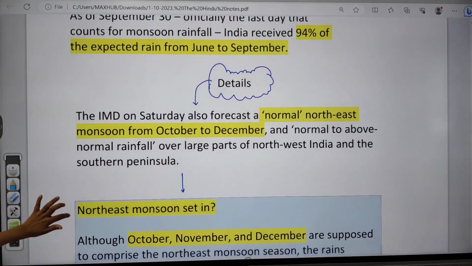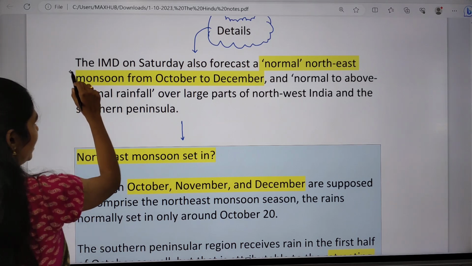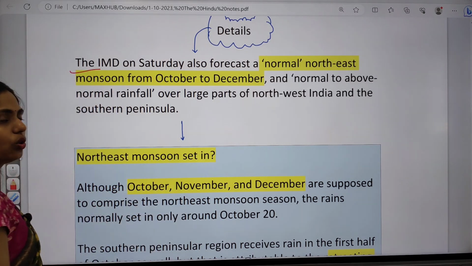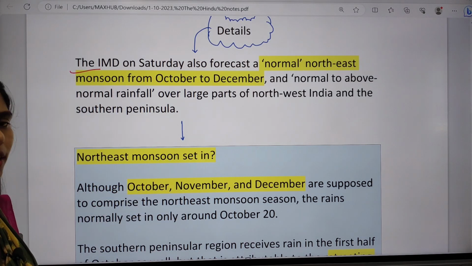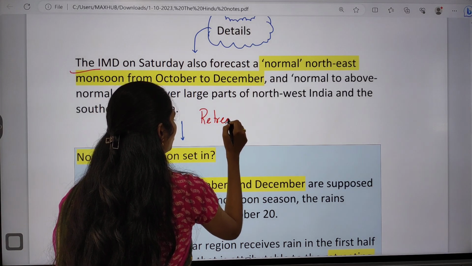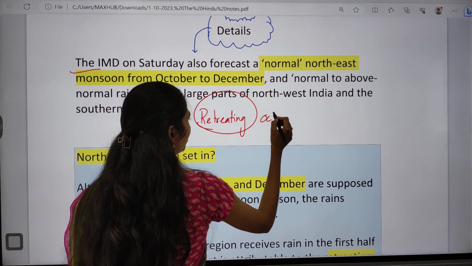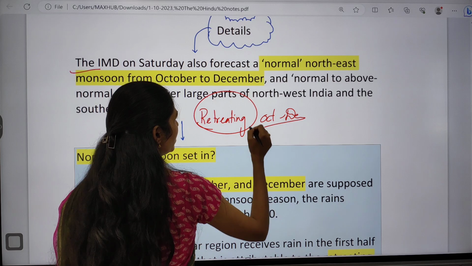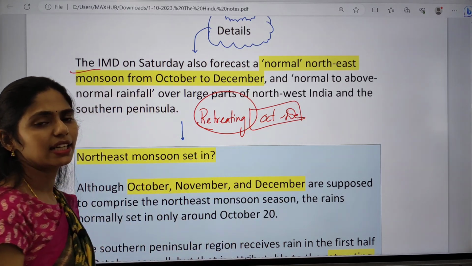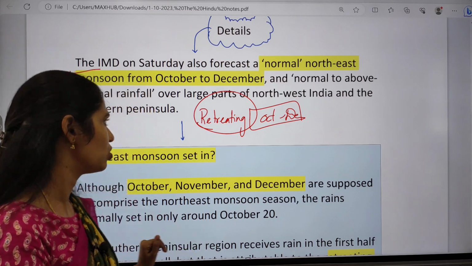If you see the details, it says that IMD, the Indian Meteorological Department, said that the forecast for the northeastern monsoon, that is nothing but the retreating monsoon, has started. The retreating monsoon will start in the month of October and end by the month of December. And now IMD said that it is normal. So we are going to have a normal retreating monsoon.